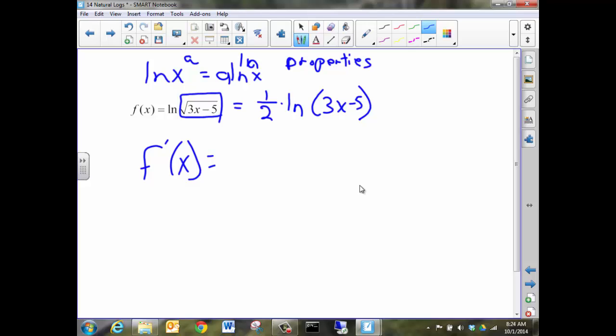Yes, ma'am, question? For the ln x to the a is equal to a ln x, what's the ln above? That was kind of a title that I wrote up there. Yes, that means absolutely nothing.